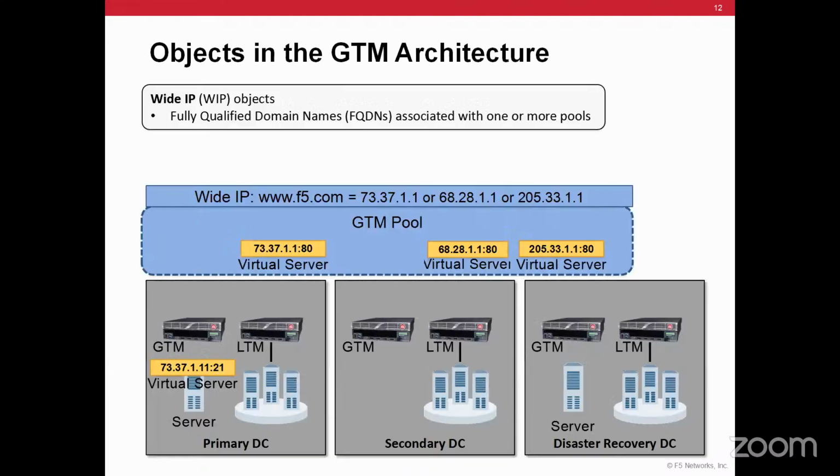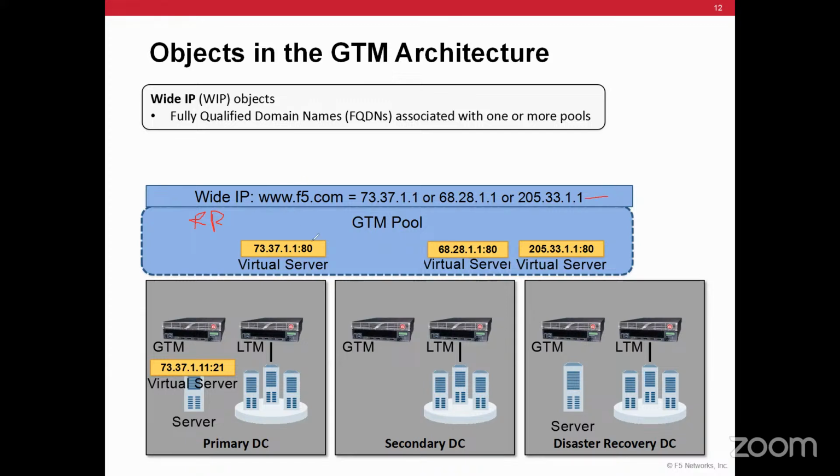Okay, and what will be the actual IP of f5.com that the user will get? These three, the virtual servers. Any of these three, right? According to the algorithm, like if you have round robin, then it can be any of them.